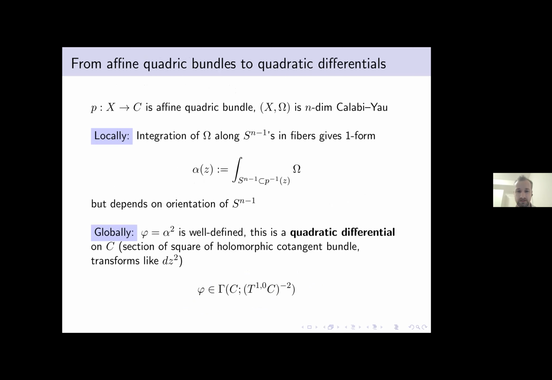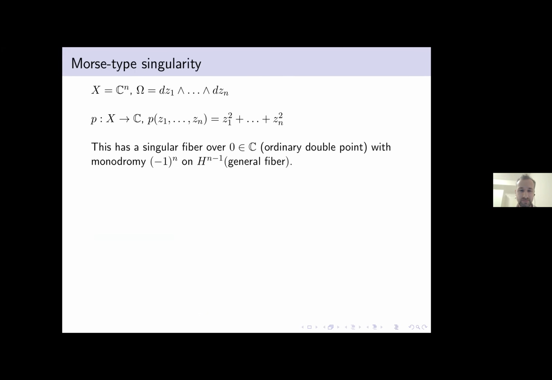Okay, so globally you get a quadratic differential, right? And if you write it, it looks like some holomorphic or meromorphic function times dz squared. There's a joke, kind of: a tensor is something that transforms like a tensor. A quadratic differential is something that transforms like dz squared. Okay, but now we also want to allow singular fibers.